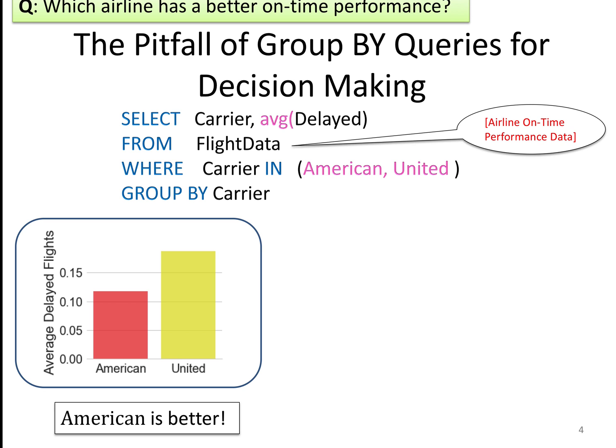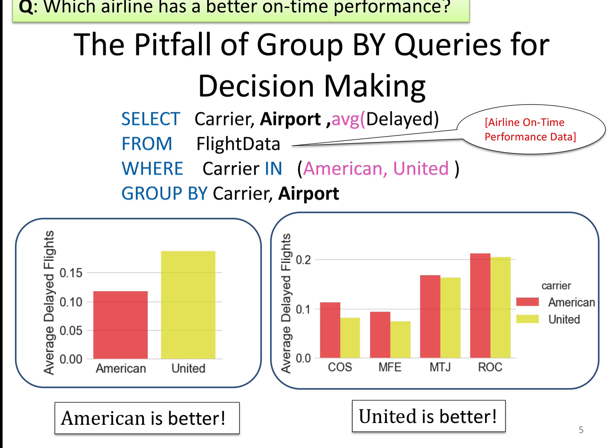However, this conclusion seems to be wrong, because right after we further break down the flight delay by each airport, it turns out that it is actually United which performs better in each of the airports. That is, although the average delay of American Airlines is lower than United Airlines in general, American Airlines has a higher delay at each particular airport.